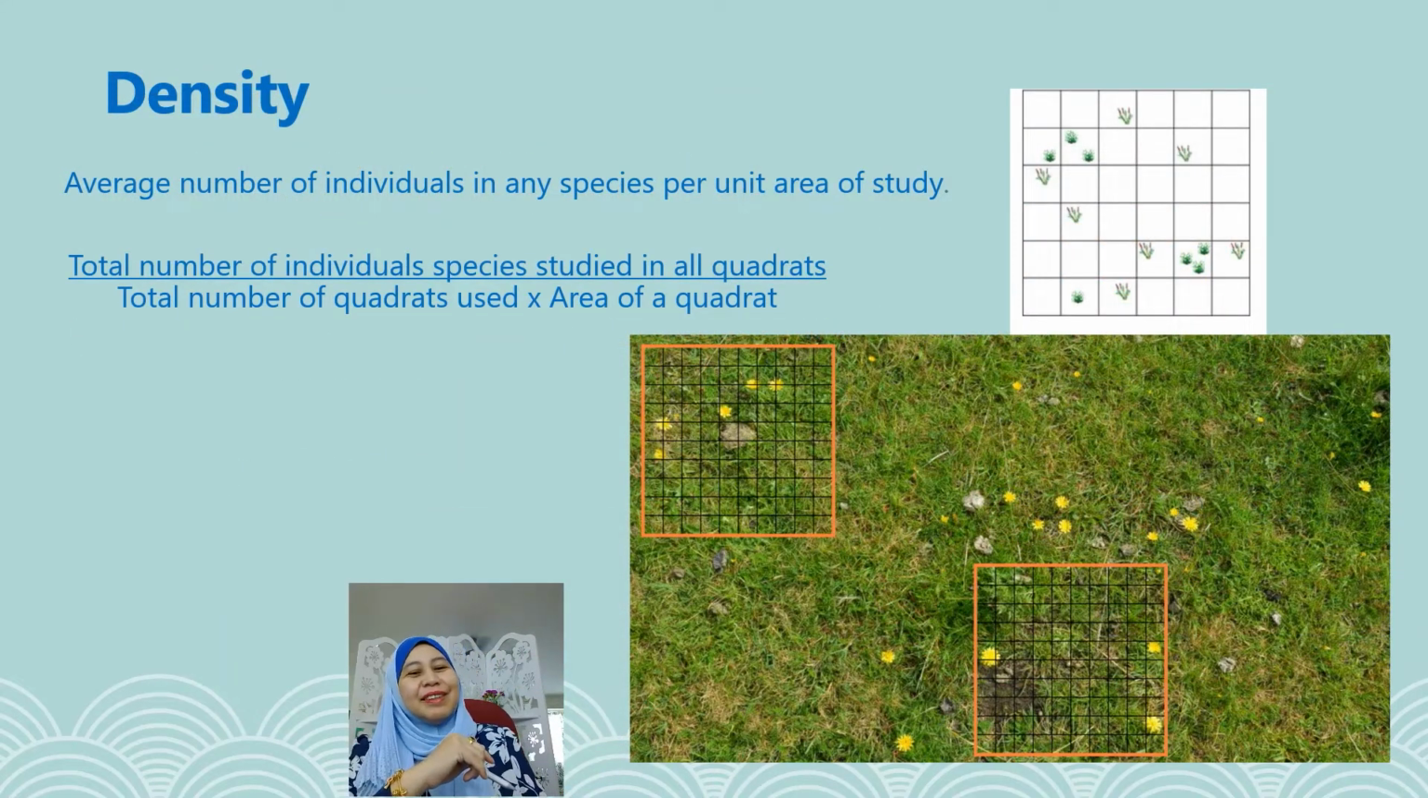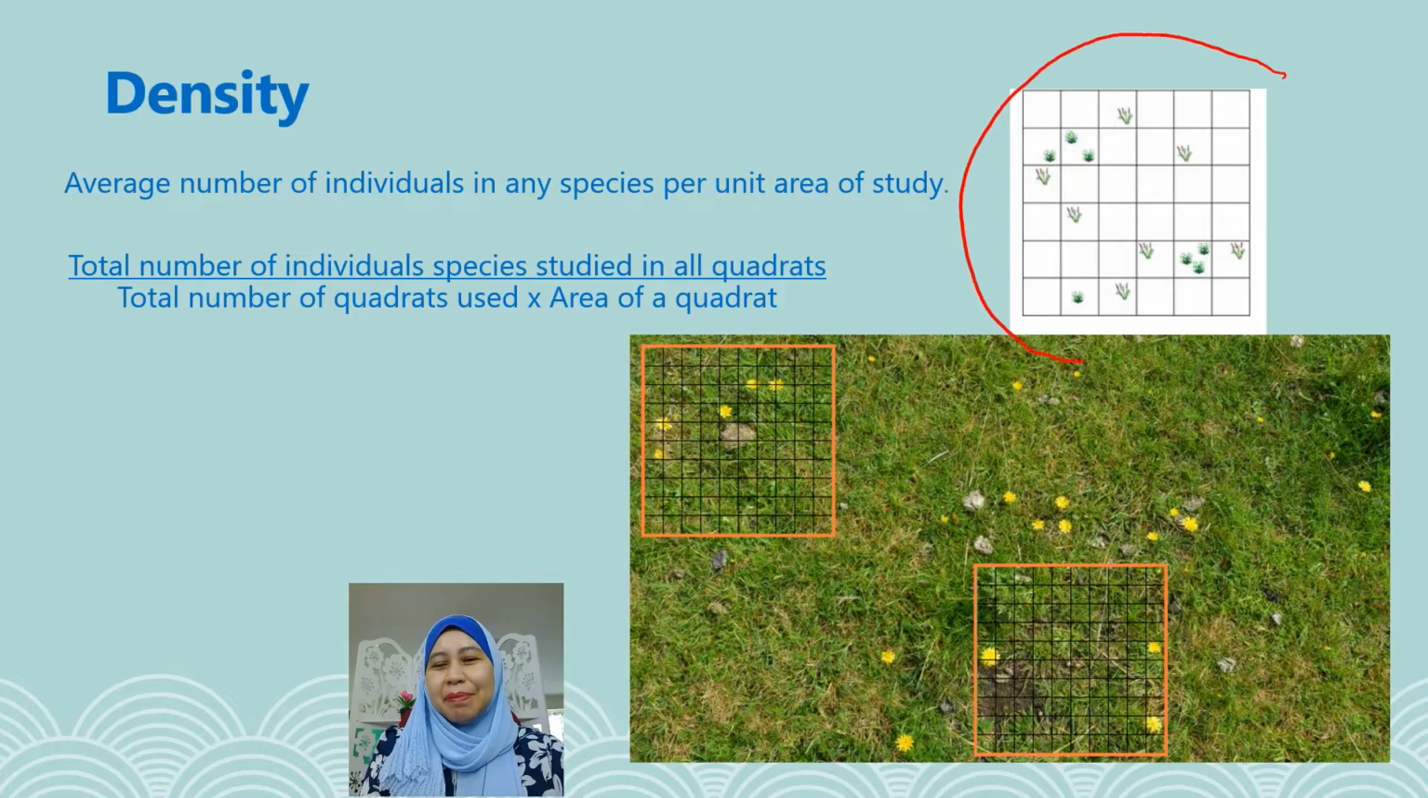Density. Density is the average number of individuals in any species per unit area of the study. And the formula is the total number of individual species studied in all quadrats divided by the total number of quadrats used times area of a quadrat. This one I give you two examples. We look at the first example.